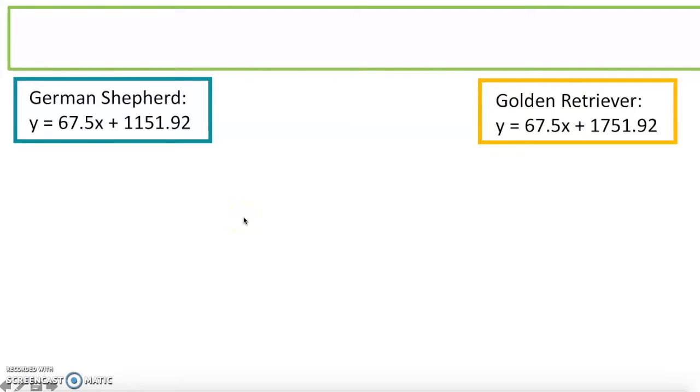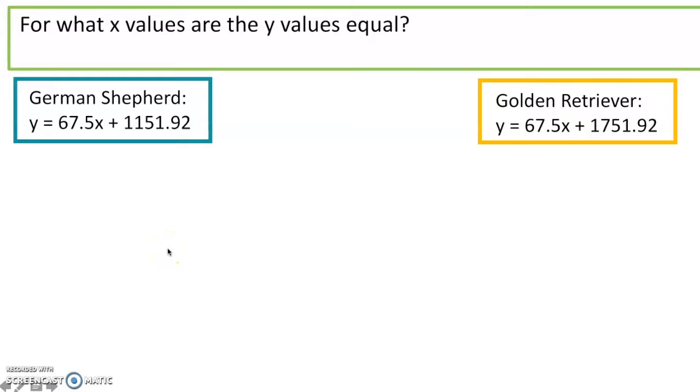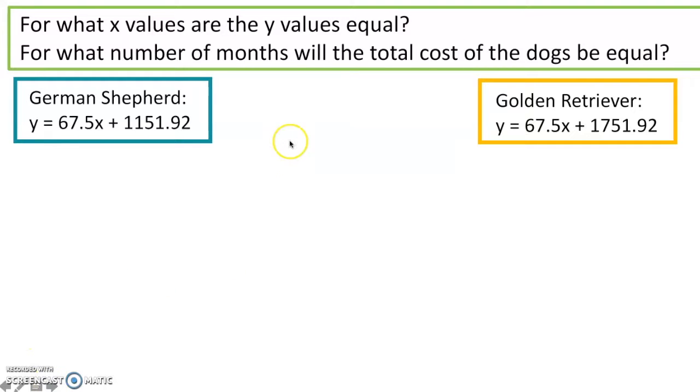Since we have looked at the graphical representation, I would like for us now to look at the algebraic representation. I'm going to start by posing a question. For what x values are the y values equal? I think this is a good question to use when you're solving equations. That's what we're doing. We're looking for the x values where the y values are equal. I'm also going to pose this question in terms of this particular context.